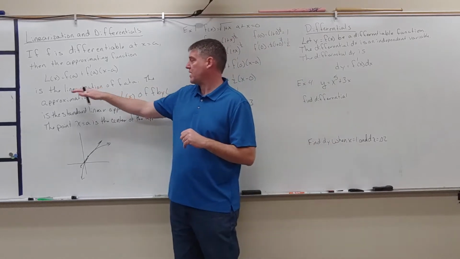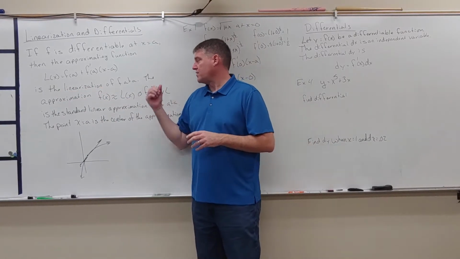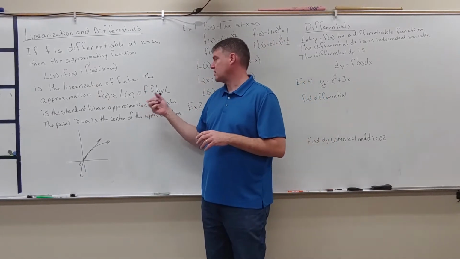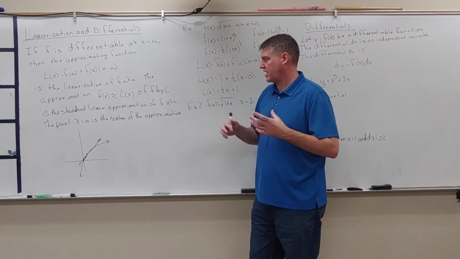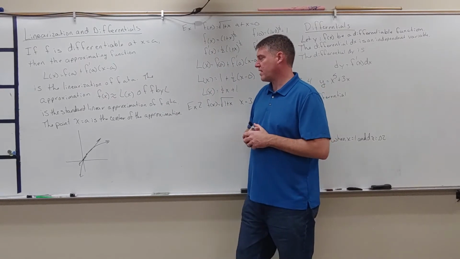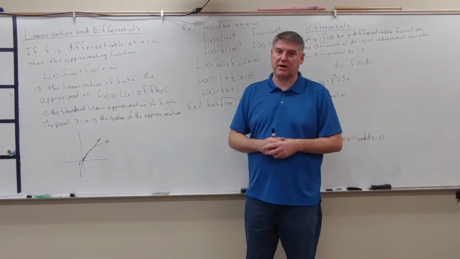Now, this is the linearization of f at a, the approximation f of x is approximately equal to L of x. The approximation of f by L is the standard linear approximation of f at a. Okay, the point x equals a is the center of the approximation. Okay, that's a lot to talk about.